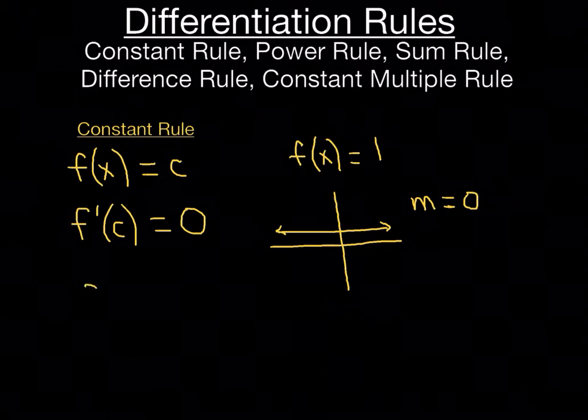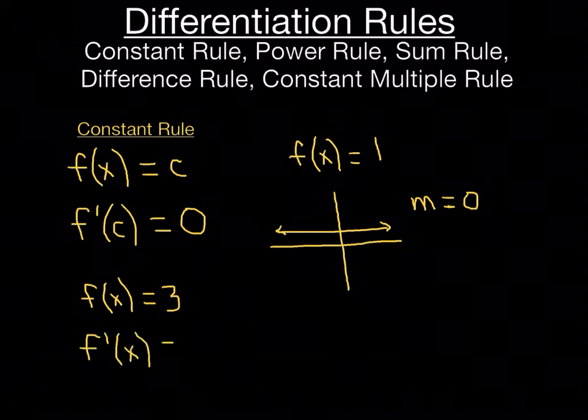So if we take a look at an example, and we have f of x is equal to 3, just some number 3, a constant, then the derivative of f of x is equal to 0.